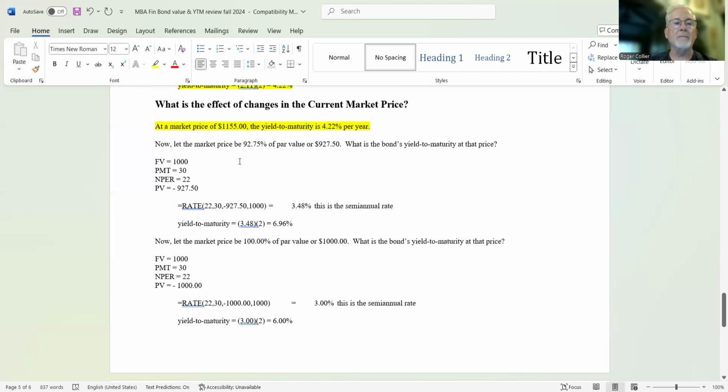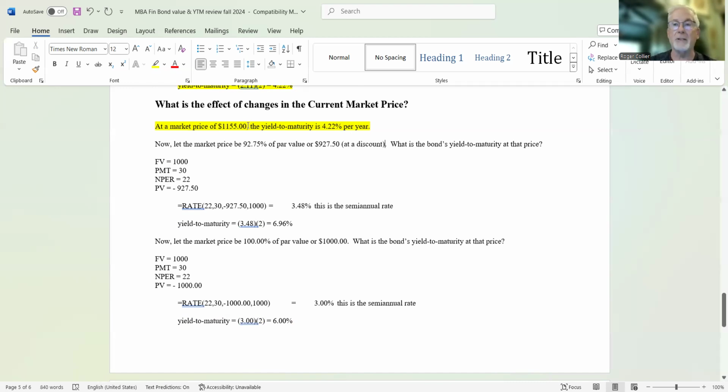Now let's try it again. Market price of 92.75% of par value, or $927.50. Where did I get $927.50? Well, that's 92.75% of the $1,000 par. 92.75% of 1,000 is $927.50. In this example, the price is less than the par value. So this is at a discount.